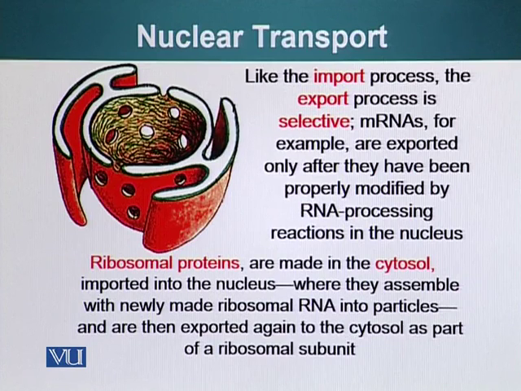Ribosomal proteins are made in the cytosol and imported into the nucleus, where they assemble with the newly made ribosomal RNA into particles, and then they are exported again to the cytosol as part of a ribosomal subunit. So the ribosomal proteins are actually made in the cytoplasm, from where they come back into the nucleus, assemble into the ribosome, and are then exported out.